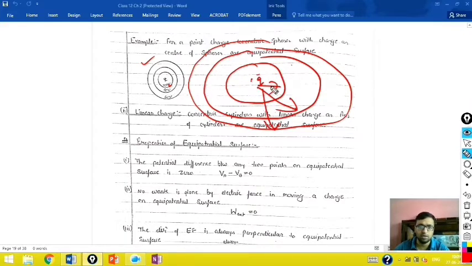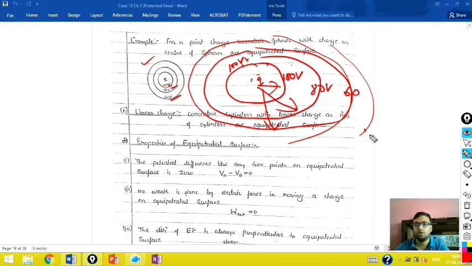Here it is mentioned 100 volt on the inner sphere. You can say that at every point it will be 100 volt, because kq upon r value will be the same. Here it is mentioned 80 volt, and on the third sphere it is 60 volt. So for this point charge, the equipotential surfaces will be drawn like this, concentric shells, and potential will keep on decreasing by the property of kq upon r.